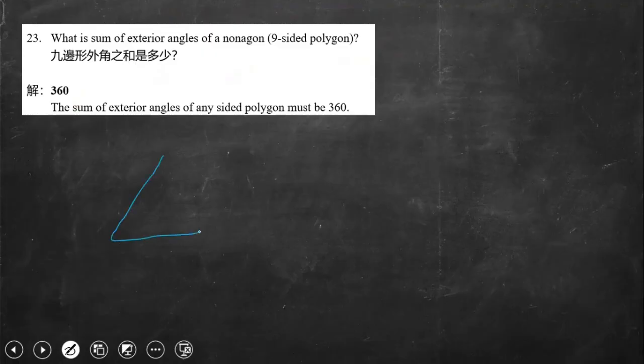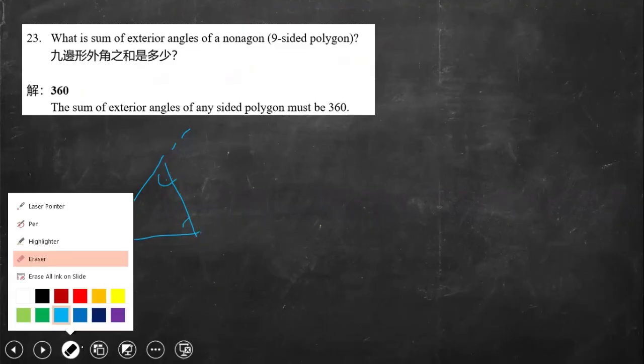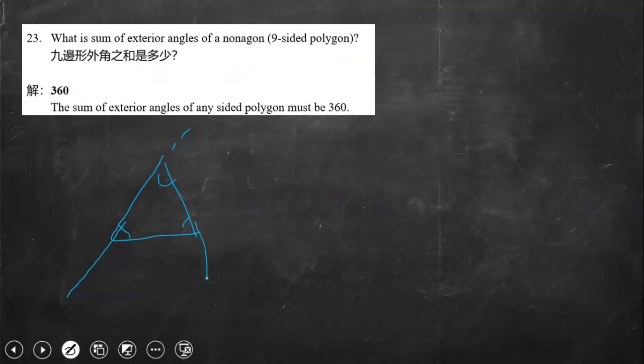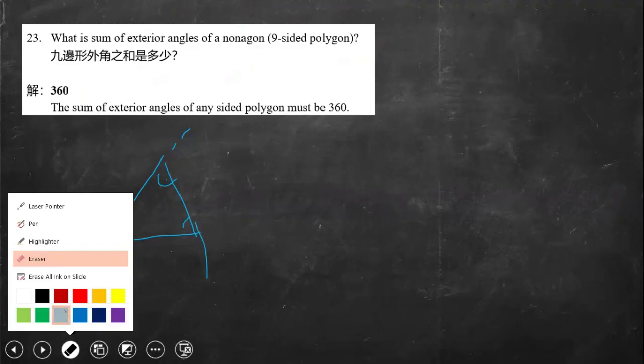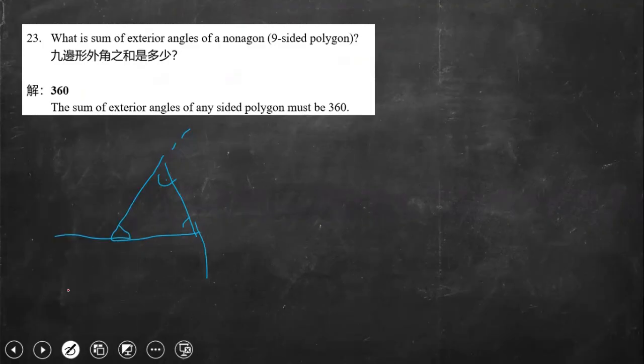Okay, let's say it's an interior angle here, then I'm going to extend it to visualize. Let's see, boom, boom. This is the exterior angle. No. Definitely not. I doubted myself on that one. This is the exterior.